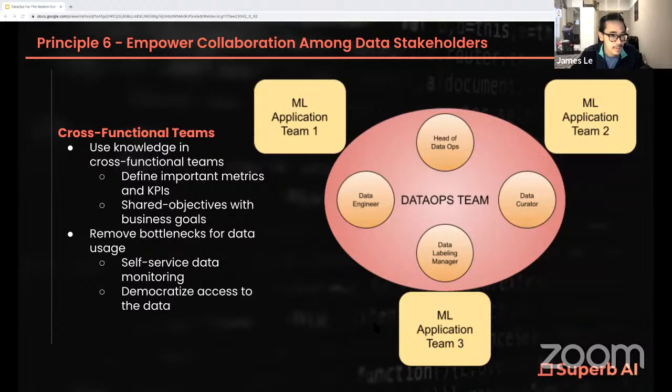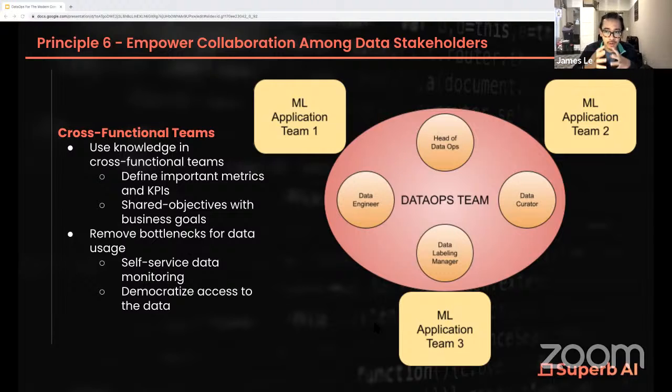This is the sixth and final principle of DataOps, which is to empower collaboration among data stakeholders. Basically, there are different ways to structure your data teams, but the best approach, I think, is to embed data thinking into every functional team. This is quite similar to the Agile principle in software engineering, where you want to build a cross-functional team with no division between key functions. This team can define important KPIs and metrics together, and then craft a shared objective with the business goal.